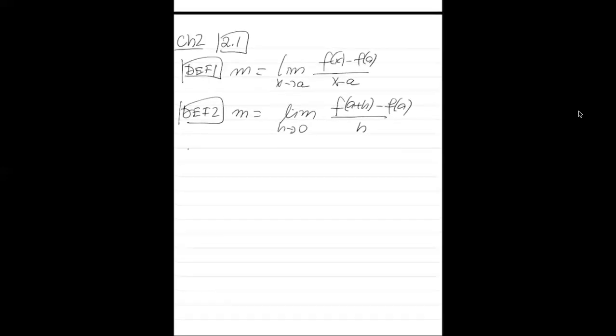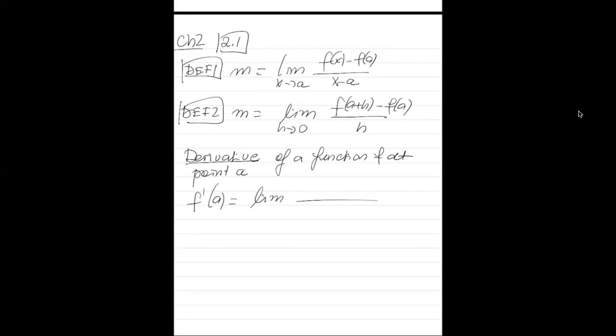Okay, derivative. Derivative of a function f at a point A. So derivative is derived from f. So that's actually the slope. And we use here the second definition. So this is the derivative and this is the notation. And h goes to 0 here.